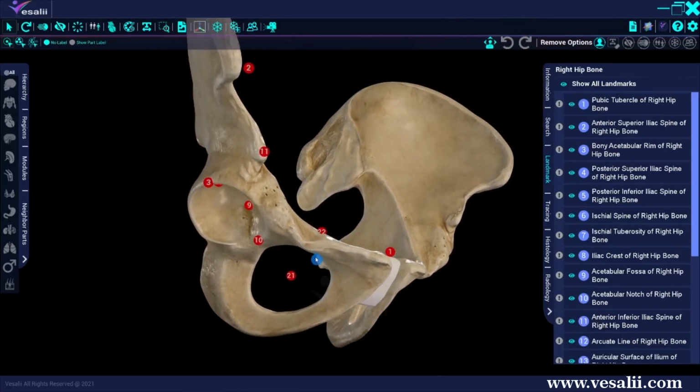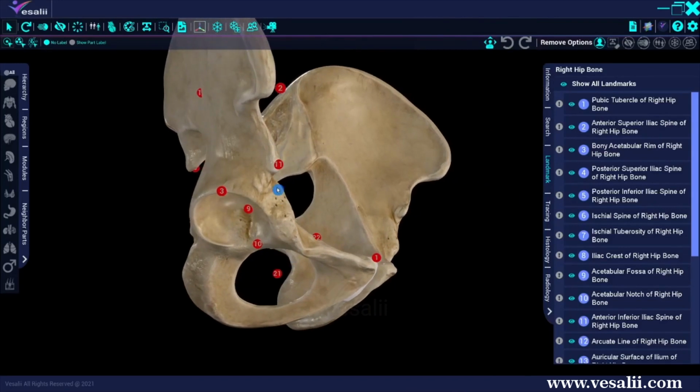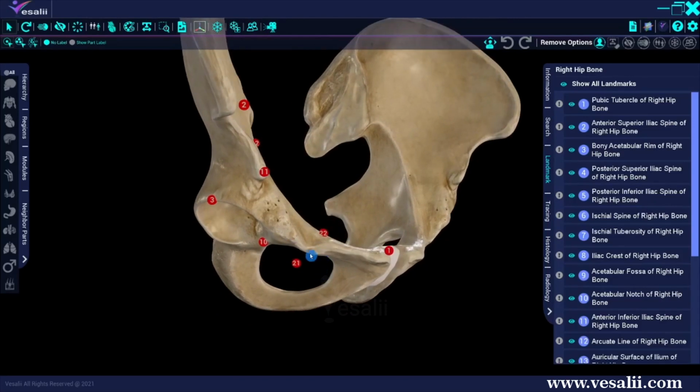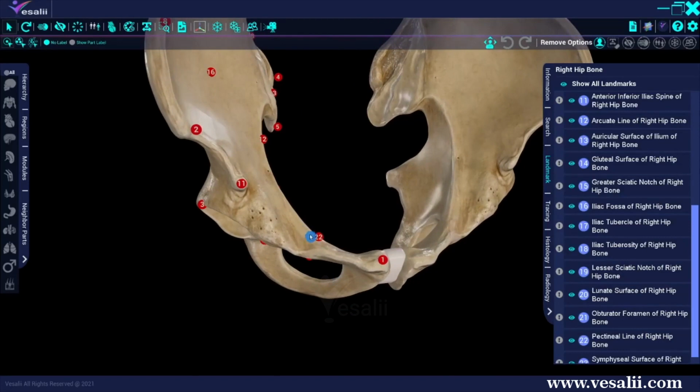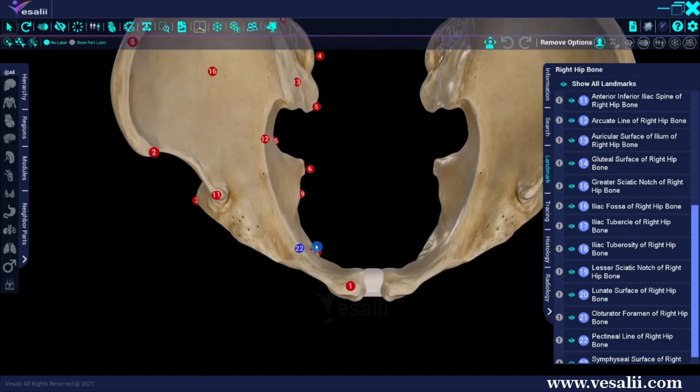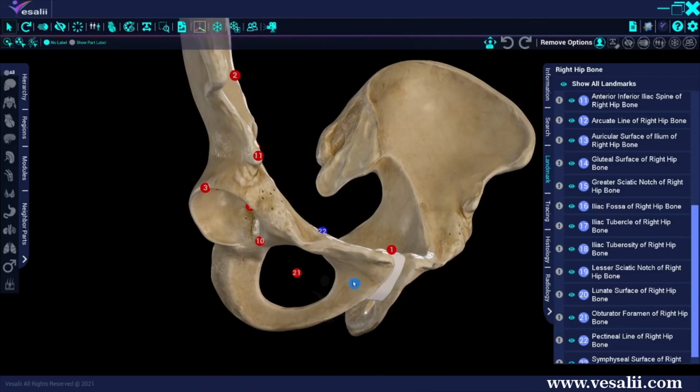The superior pubic ramus articulates with the ilium and ischium at the acetabulum, and it forms the upper border of the obturator foramen. The pectineal line is a ridge that forms the anterior part of the pelvic brim. The inferior ramus of the pubic bone is connected to the inferior ramus of the ischium inferiorly.